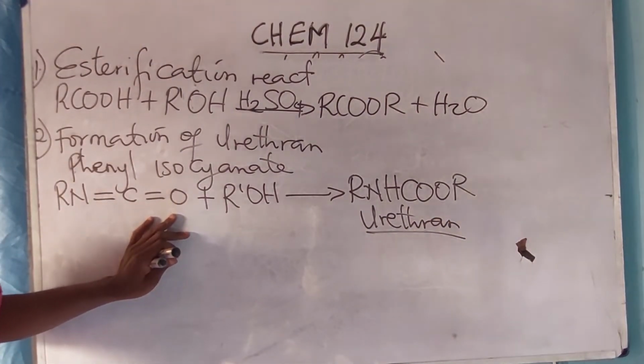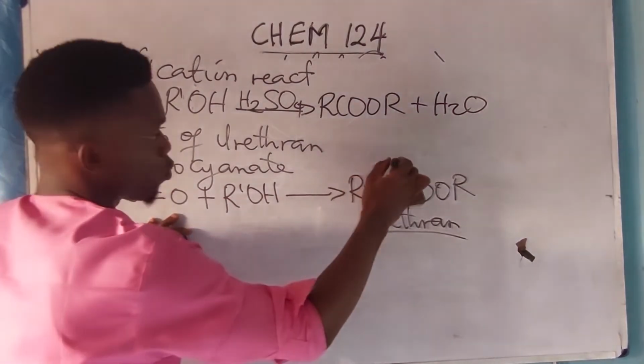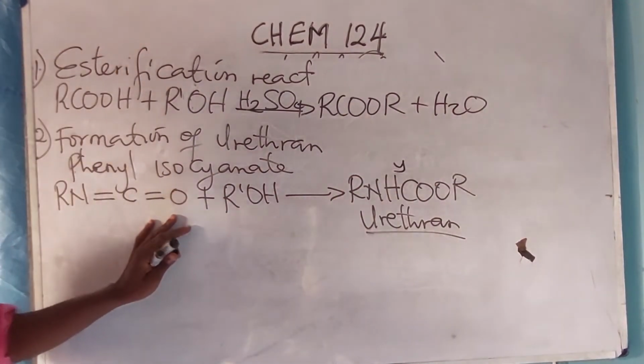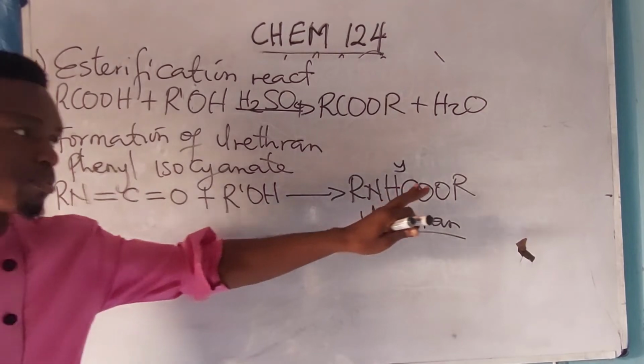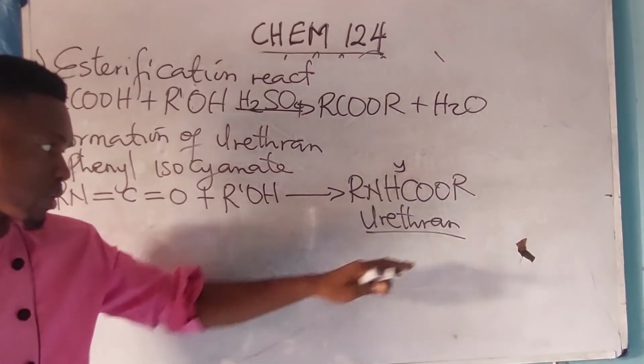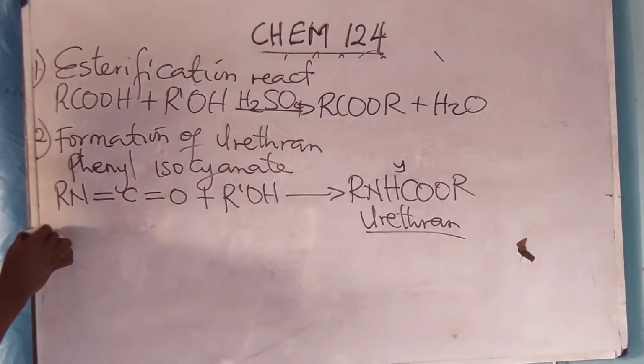Sometimes Uniben is fond of doing this. They might just put Y or X. They'll say, from the above reaction, Y represents which of these? It is what? Urethane. Okay, number 3.